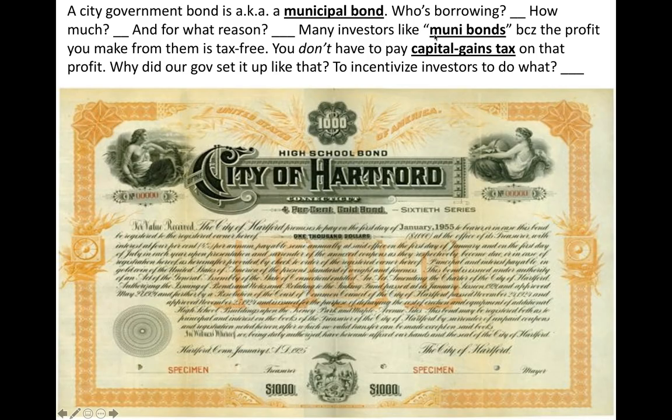Many investors like what are called muni bonds because the profit you make from them is tax-free. You don't have to pay capital gains tax on that profit. Why did our government set it up like that? The government makes muni bonds tax-free to incentivize investors to do what? Buy muni bonds. In other words, lend money to city governments so that city governments don't have to raise taxes.